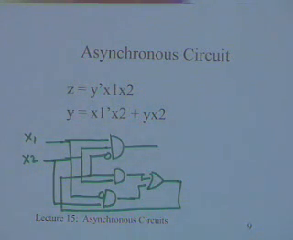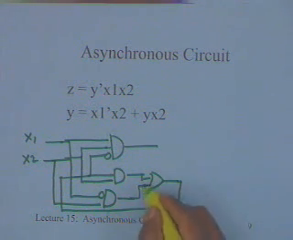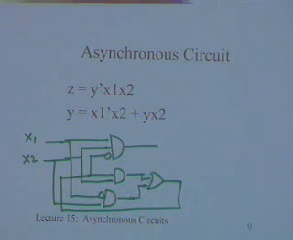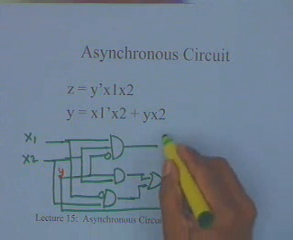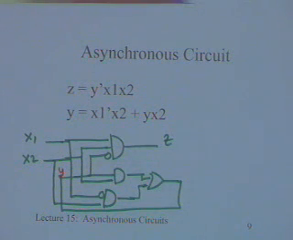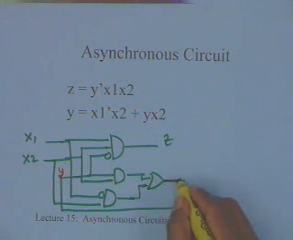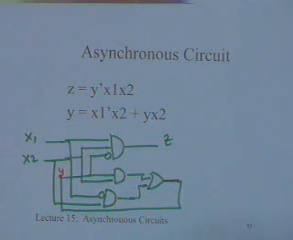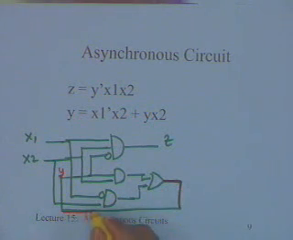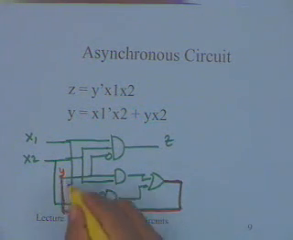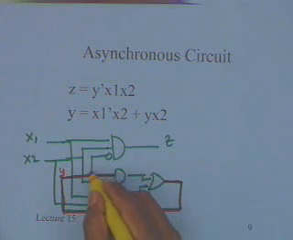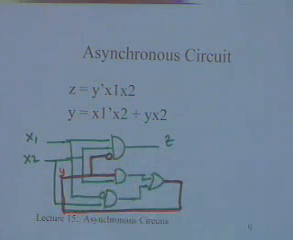Yes, so this is the circuit I have, and the important thing is the feedback. The feedback here comes from this Y, and this is my Z that's coming. So let me draw this feedback path in red, just to differentiate. Now let us see what happens.